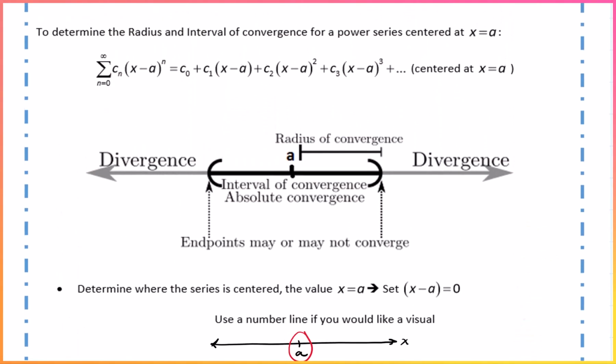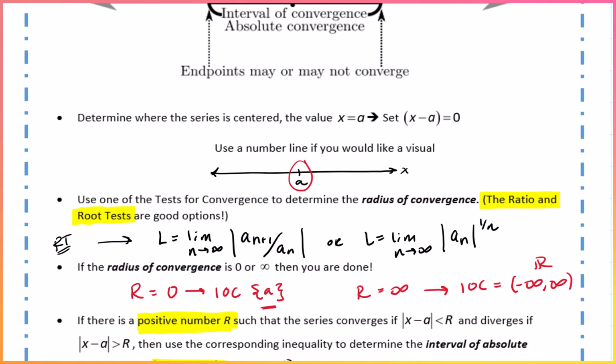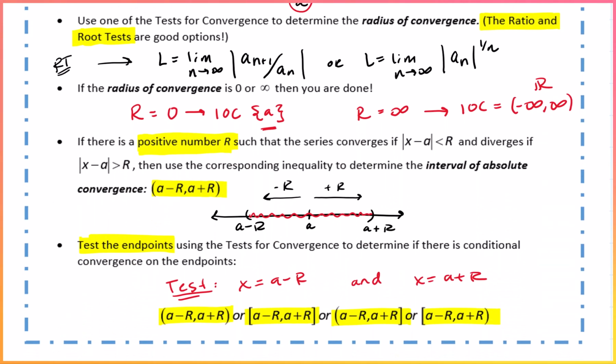We've already started on our example. We've already determined where we're centered. So let's go ahead and head into the rest of the steps by applying the ratio or the root test to determine the radius of convergence. And then we'll follow it up by determining the interval of convergence.